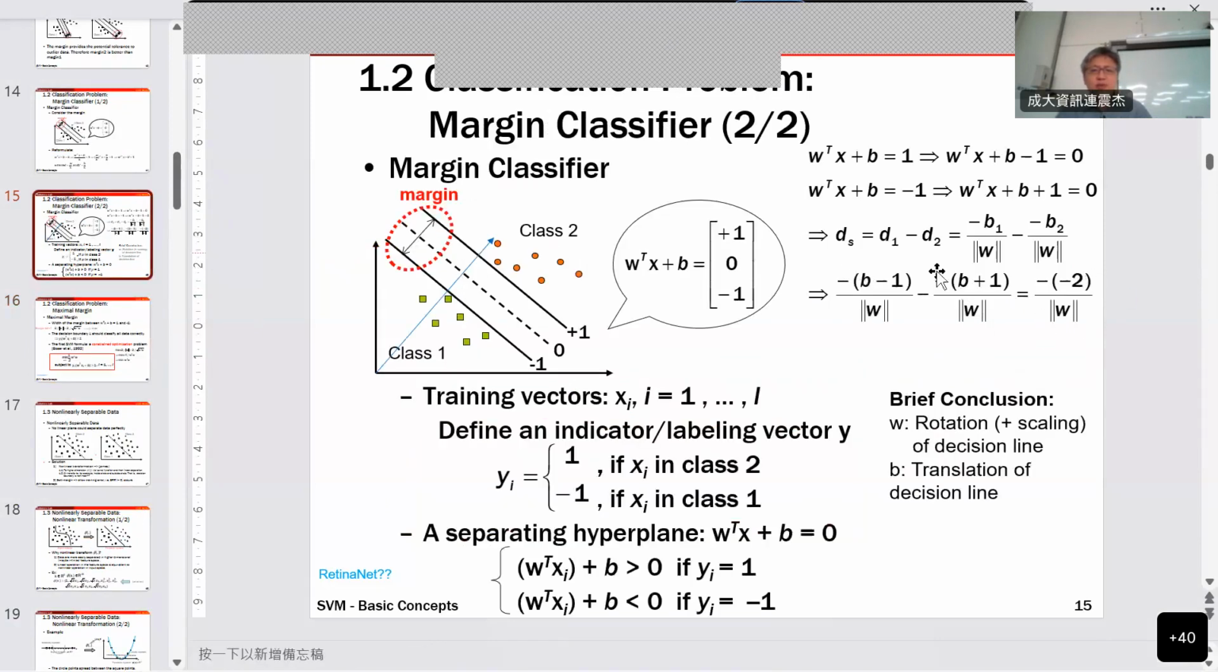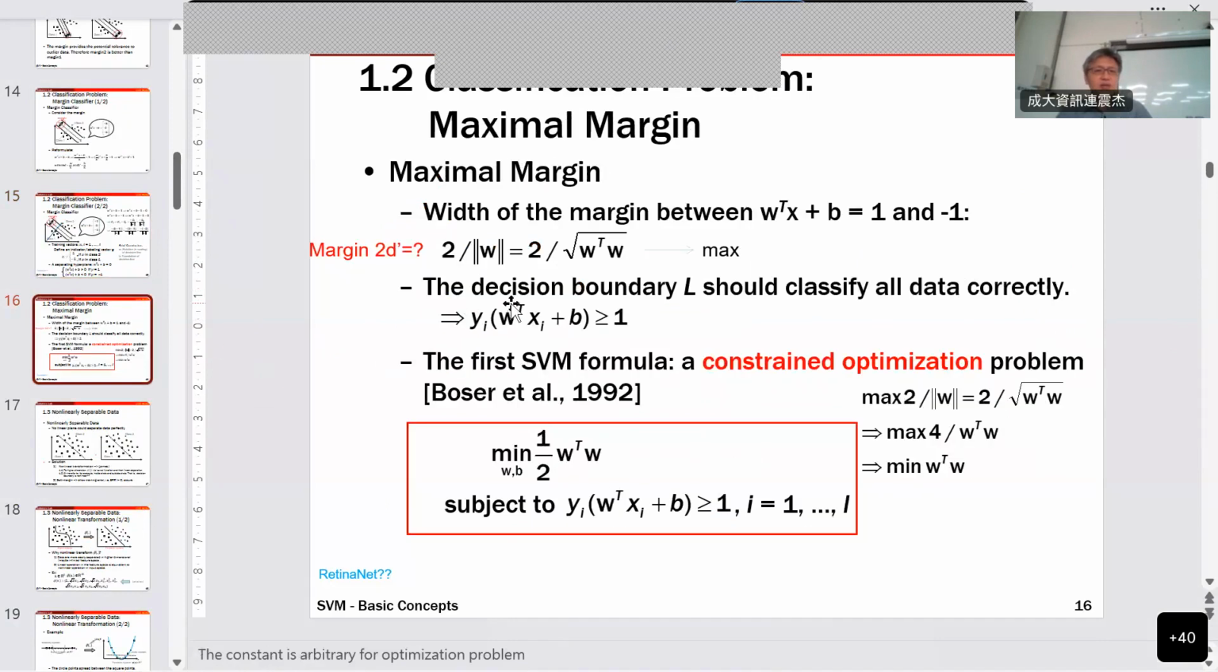So this one equals this one, which is the distance. Our purpose is to maximize this, to maximize the margin. You want the margin to be as large as possible. Maximizing this is equal to minimizing the denominator term. So actually you try to minimize this term.